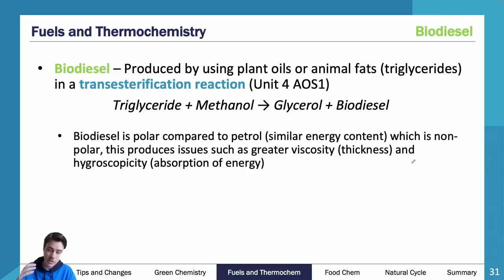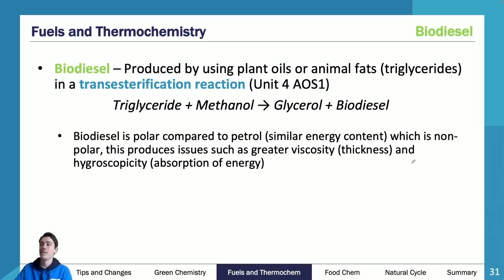You need to know that you get a triglyceride, you get a methanol. Now, that methanol should be produced renewably. You don't need to know how or where you're getting it from, but you should be producing that renewably, and you need to mention that. You don't want to be using a fossil fuel methanol, otherwise it's no longer a biodiesel. You've just used a fossil fuel.